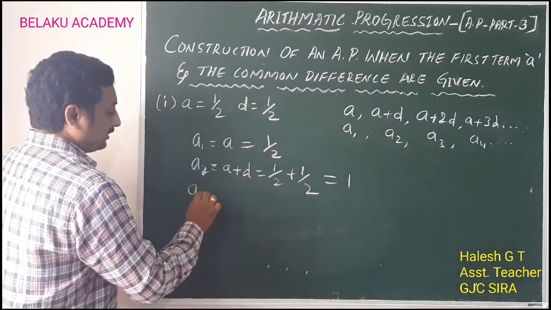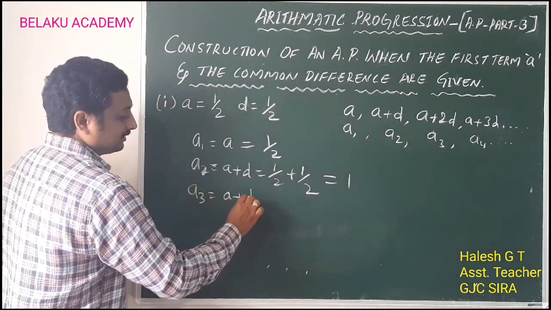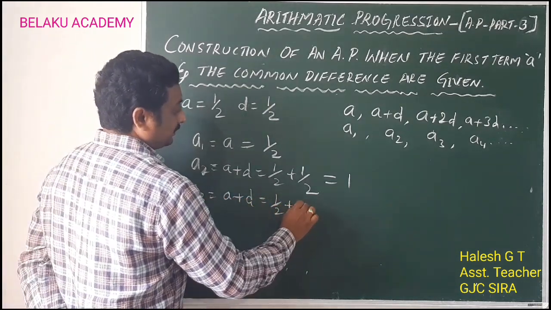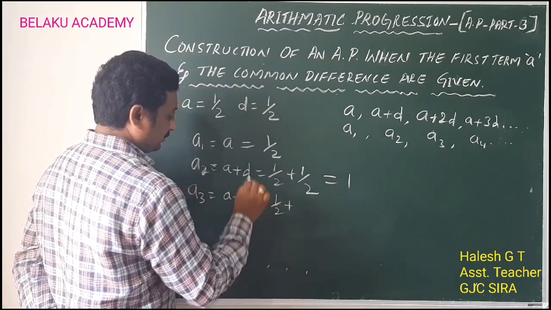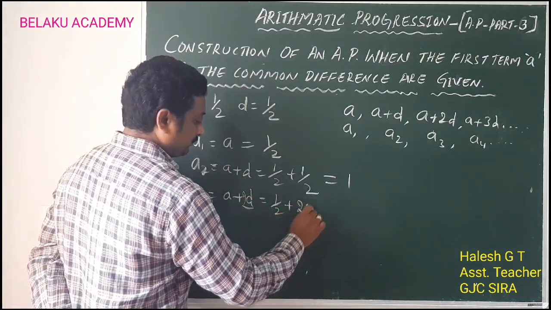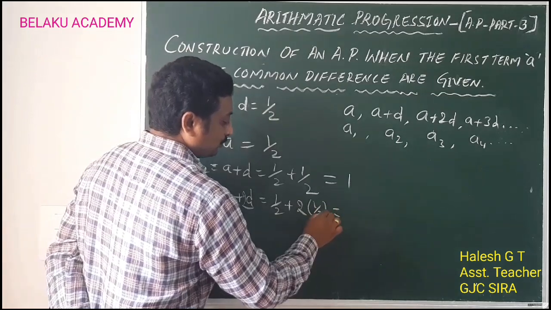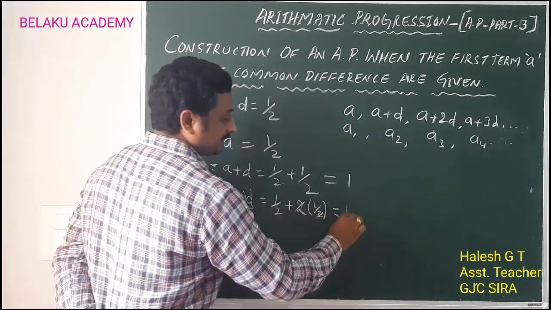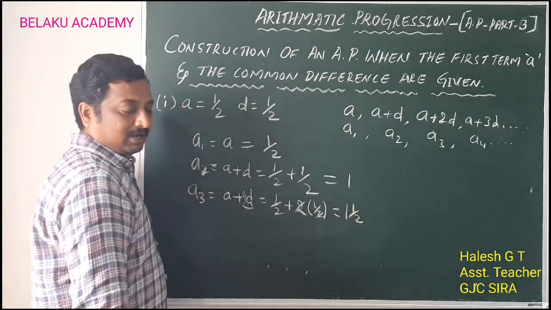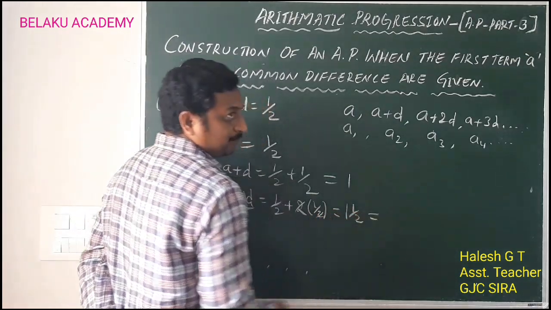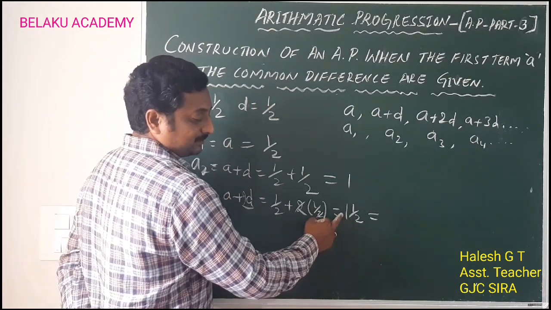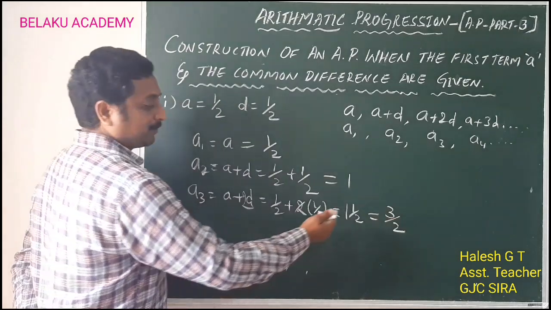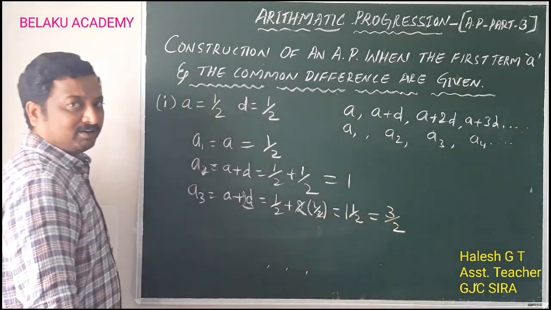So next, third term is equal to A plus 2D, here 2 into 1 by 2. 2 gets cancelled. 1 by 2 plus 1. 2 into 1 is 2, 2 plus 1 is 3, 3 by 2. You can keep it in mixed fraction or in improper fraction.